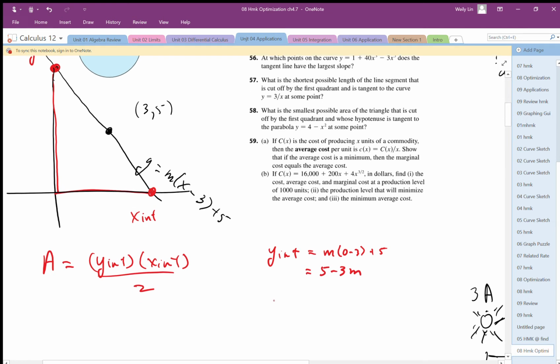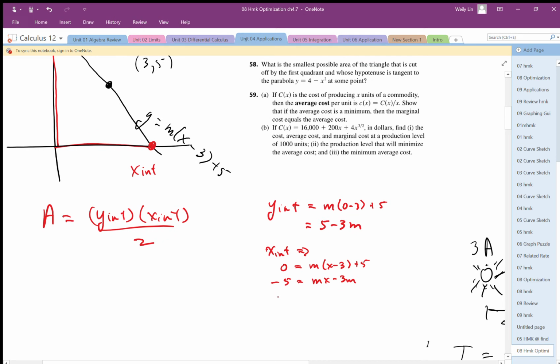I also want an x-intercept. Well, x-intercepts are when I plug in y is 0. So from y is 0, I get 0 equals m times (x minus 3) plus 5. So I'm going to end up with negative 5 is equal to mx minus 3m. Solving this, I get x equal to negative 5 plus 3m, so (3m minus 5) divided by m. So there's my y-intercept, there's my x-intercept.